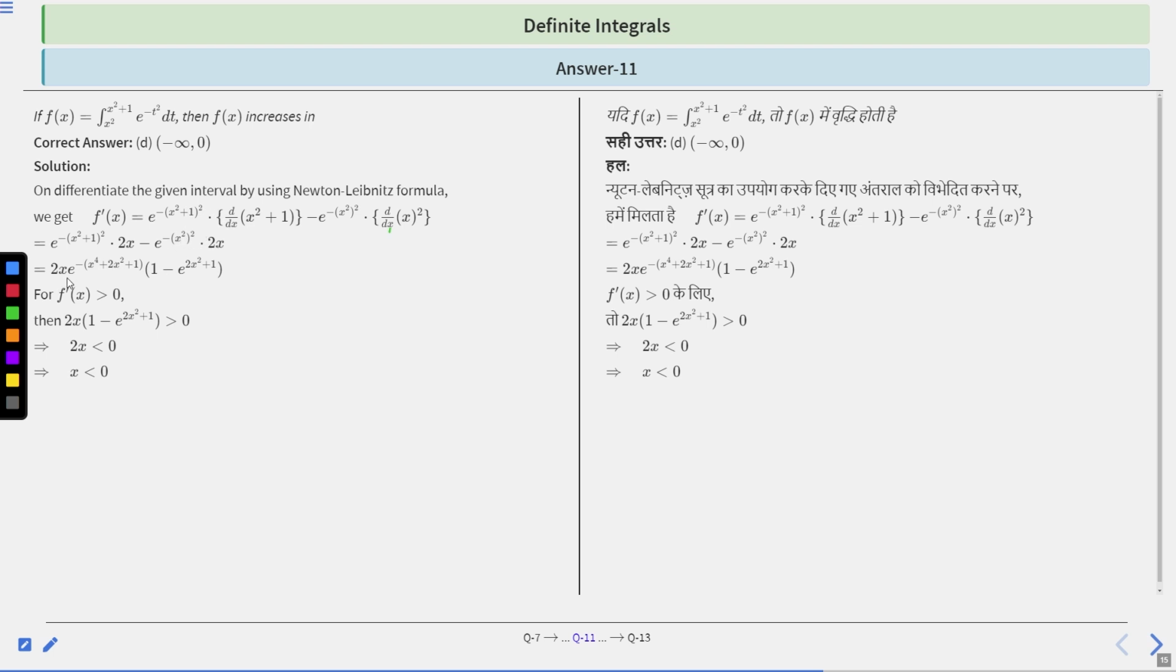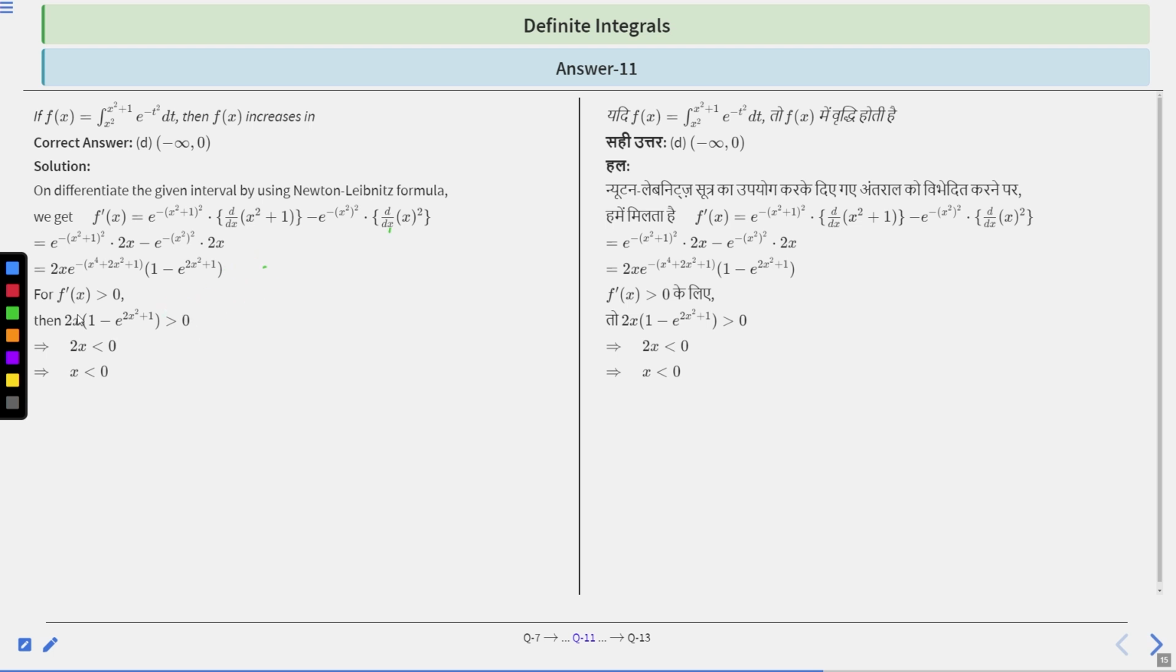Therefore, it will be equal to 2x e to the power minus (x square plus 1) whole square, x to the power 4 plus 2x square plus 1, into 1 minus... what we have done is we have basically taken this term as common, that is 2x e to the power minus (x square plus 1) common, (x square plus 1) whole square. Therefore, 1 into 1 minus e to the power 2x square plus 1, right? Once you take common, you will get this one, right?